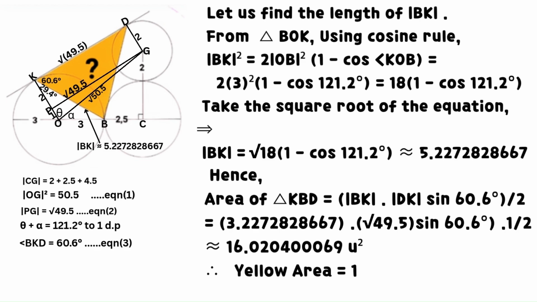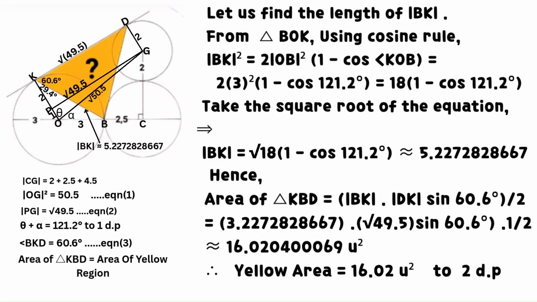Hence, the area of triangle KBD equals half the product of BK and DK times sine 60.6 degrees, which approximately equals 16.020400069 square units, after simplification of substituted values. Therefore, the required yellow area equals 16.02 square units to 2 decimal places.